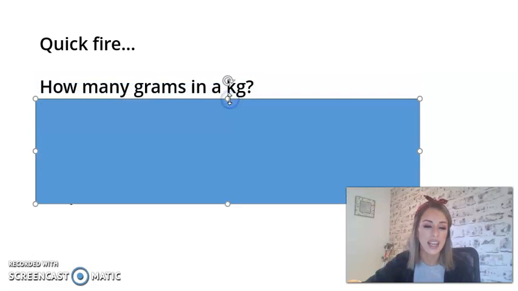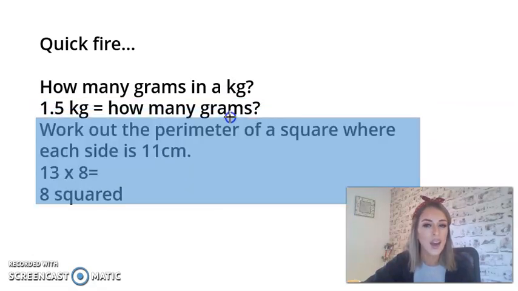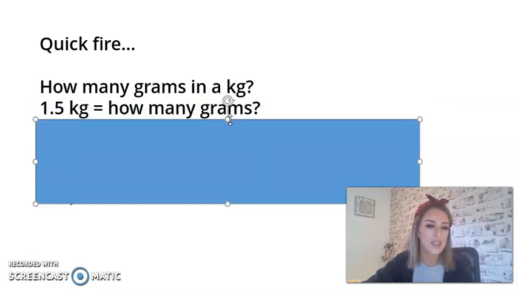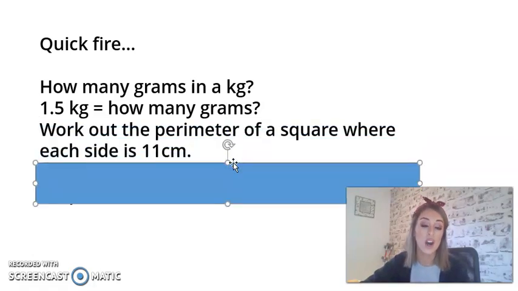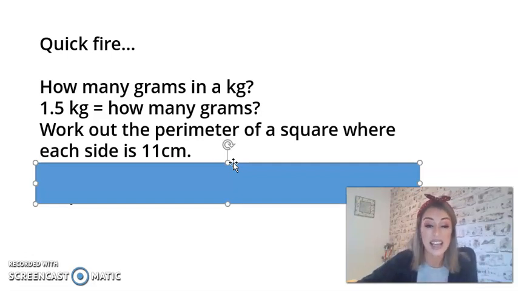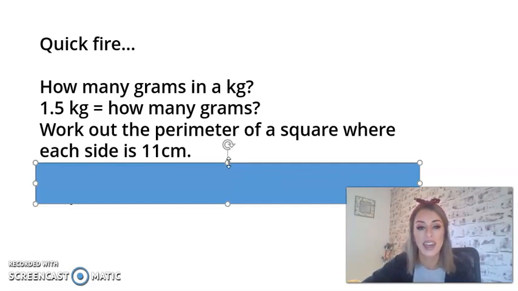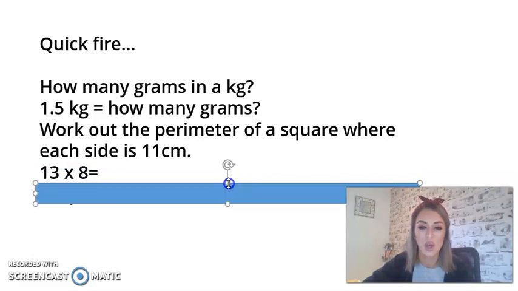How many grams in a kilogram? That's 1 kilogram. How many grams? 1.5 kilograms. How many grams have I got there? Work out the perimeter of a square where each side is 11 centimetres. The perimeter. Okay. One more, 13 times 8.